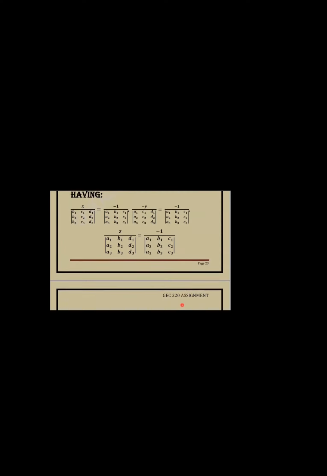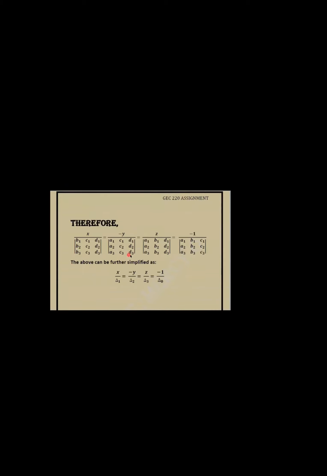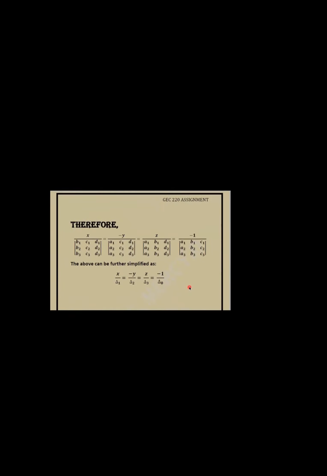So having what we have, this is equals to this, and this is equals to this. We can now say that this is equals to this, and can be further simplified as this. And then we can fully say that solving simultaneous equations with 3 unknowns is possible, especially using the matrix format.